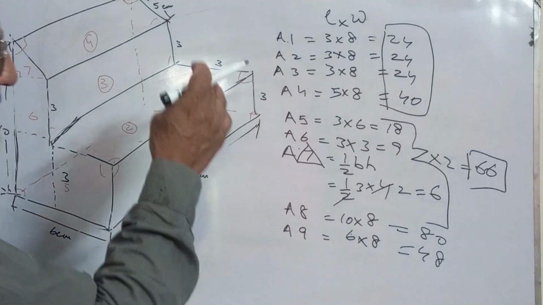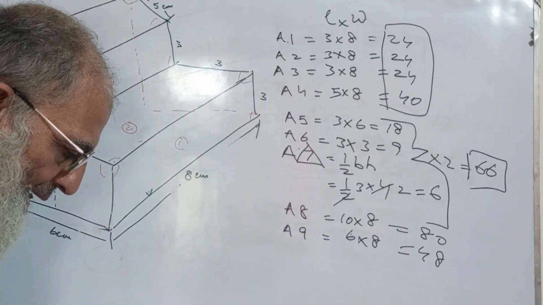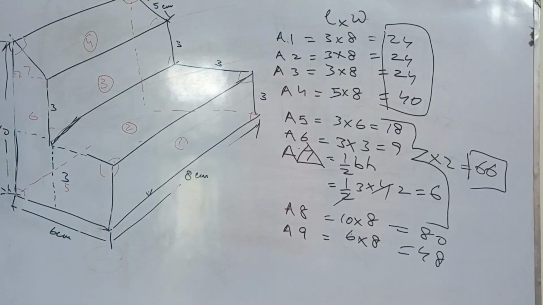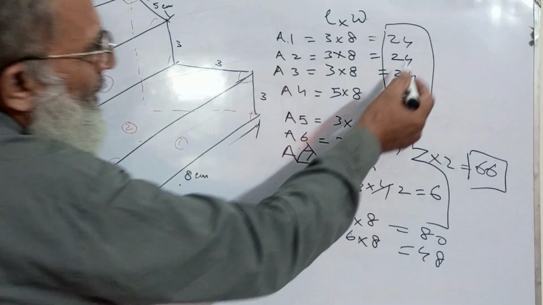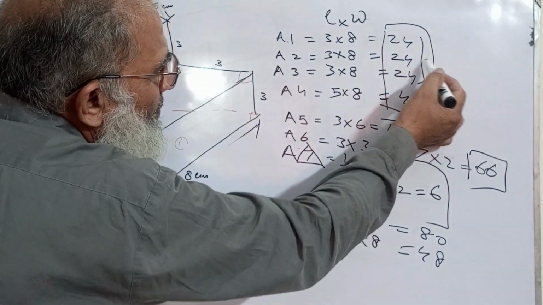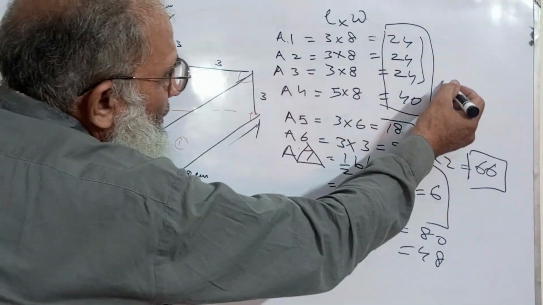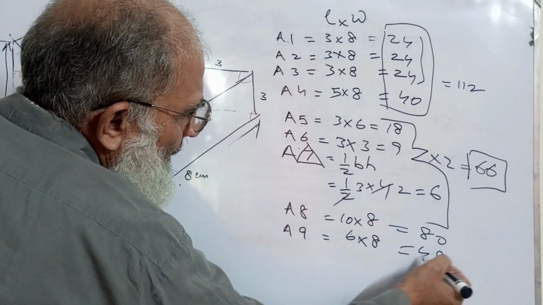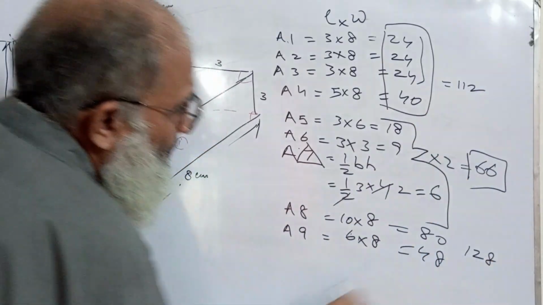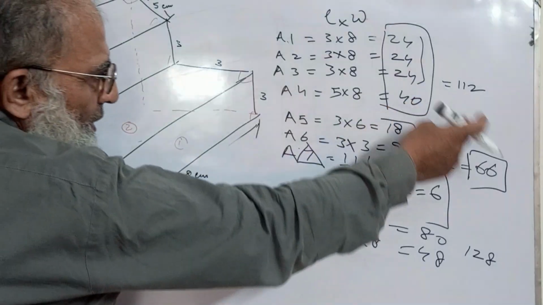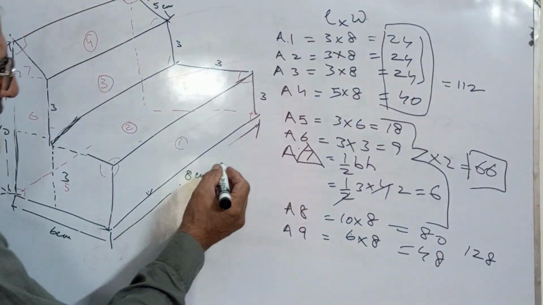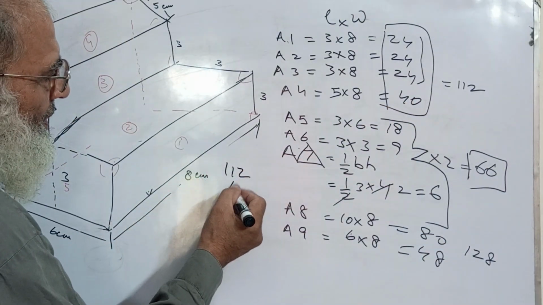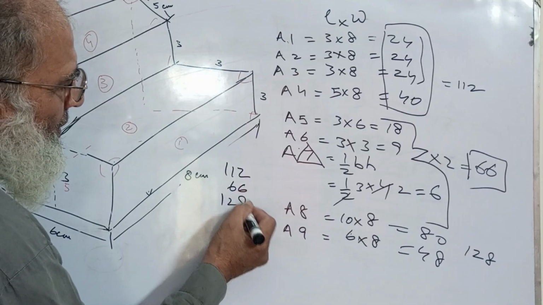So just add them up. This will become 24, 24, 24. This will become 112. Now this is 112. This is 66, already calculated. 128. So 112, 66, 128.